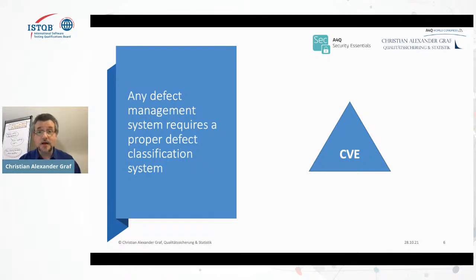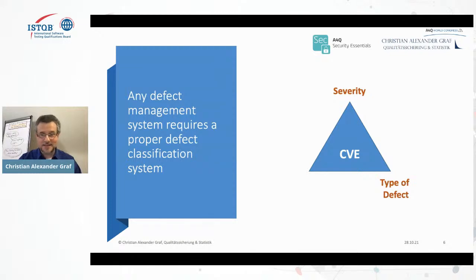Now, a proper defect management system also needs a proper classification system. Well, we have a number now for the defect, a unique worldwide number for any disclosed vulnerability. And then we need to assign a severity. So typical classifications in such defect management systems are the severity. How bad is that? How bad is the vulnerability, or how bad is the bug?